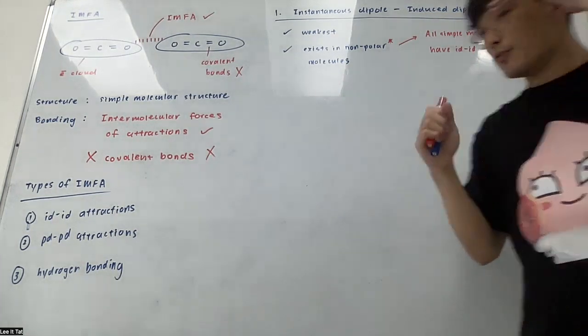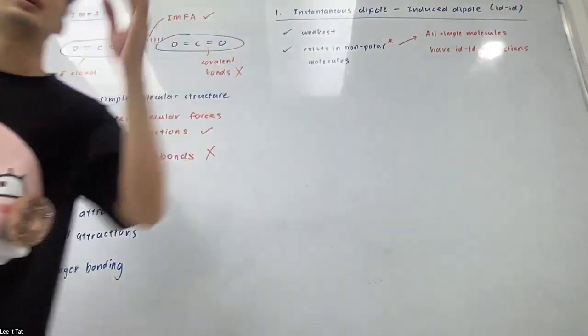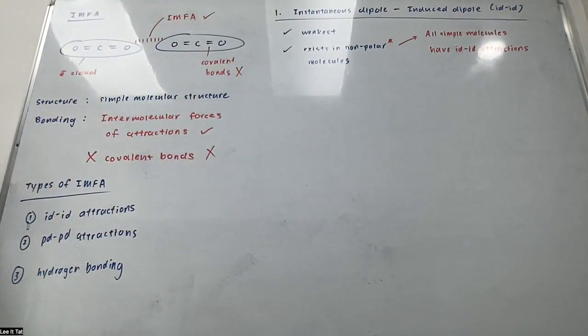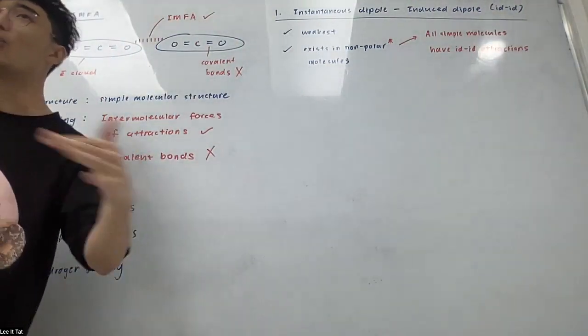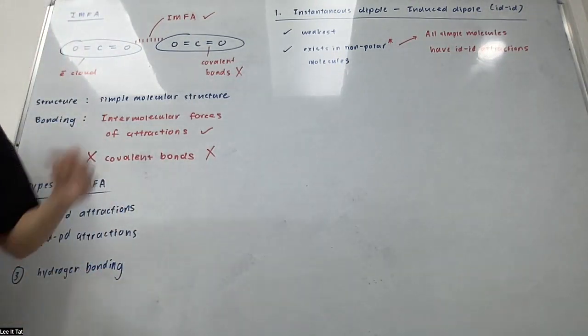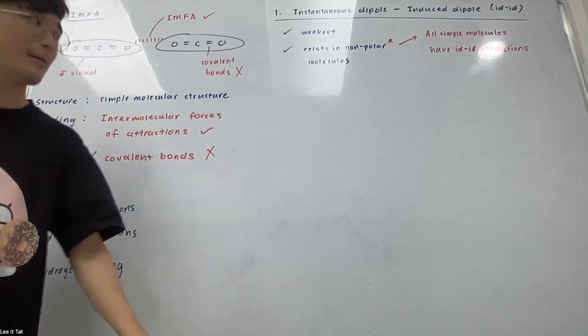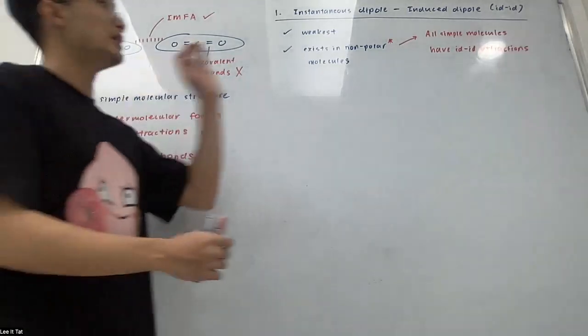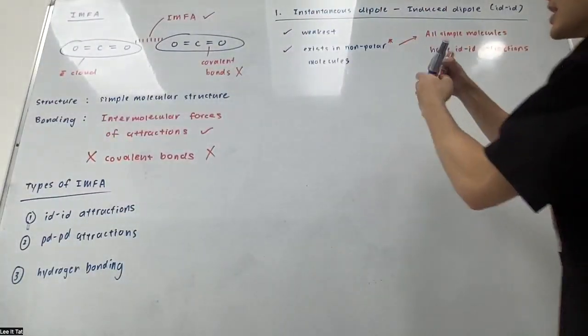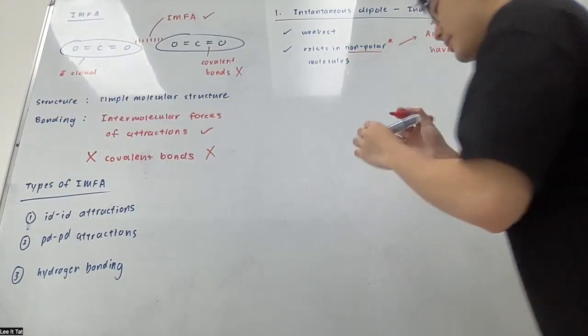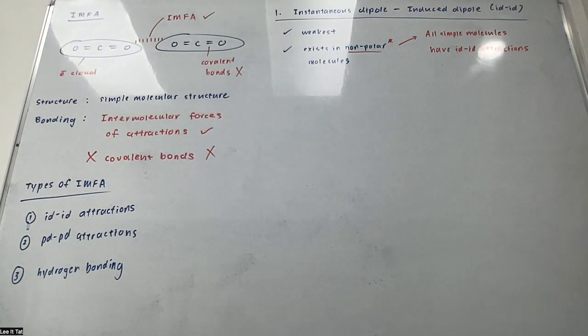So let me repeat myself as you're writing. All simple molecules have a fundamental interaction, and that is called IDID. So it's the fundamental one. The rest we will discuss later. Now the statement here is not wrong, but it's just not complete. Primarily we are looking at non-polar molecules to explain how this comes about.